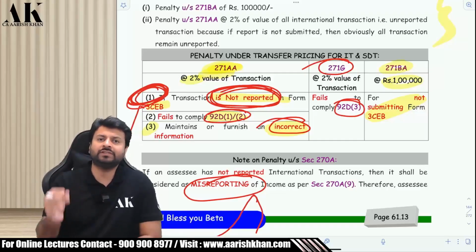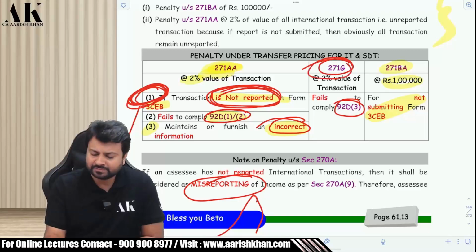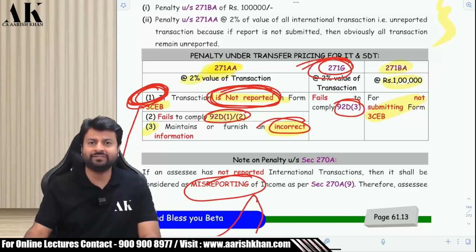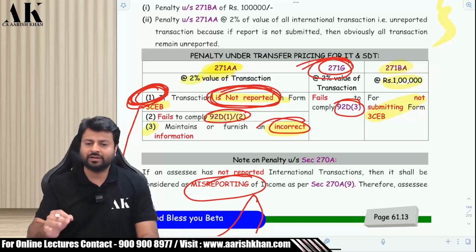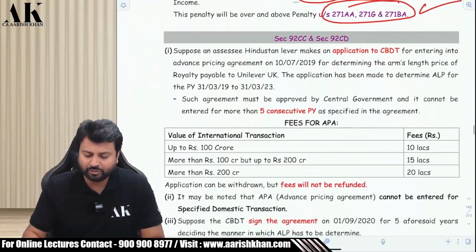So if you do not give them the information within time, then the respective authorities will impose penalty under 271G at the rate of 2% of the value of transaction. Check it over here. Okay, I hope it is clear to all of you.